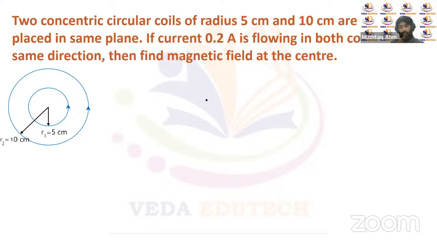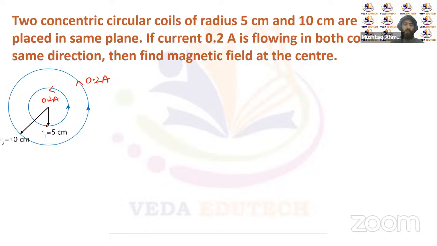Now you can see we have two coils here. This is coil number one, and the current flowing is 0.2 amperes each. In this coil also the current flowing is 0.2 amperes. The radius of the inner circle is 5 centimeter and the radius of the outer circle is 10 centimeters. We have to find the net magnetic field.